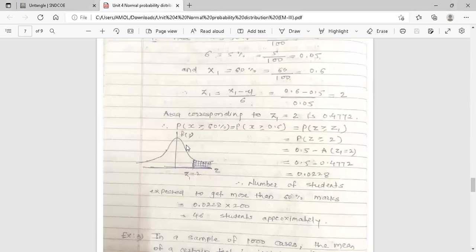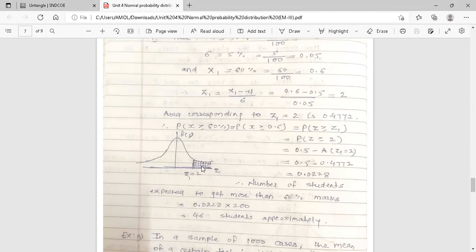Now how do we find the probability when z is greater than z1? You draw the diagram. Here the value of z1 is plus 2, so z1 lies on the right side of the normal curve. Here is z1, z1 is equal to 2. Now we want the probability when z is greater than z1, so you find the probability, that is the area, of this shaded portion.